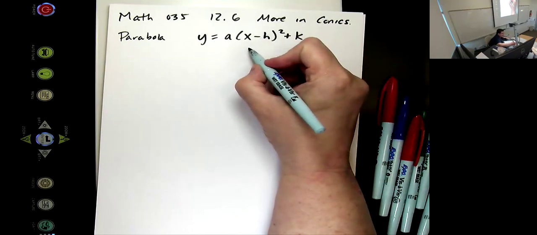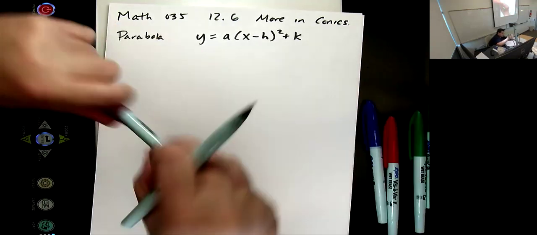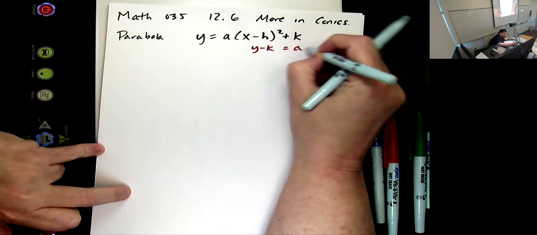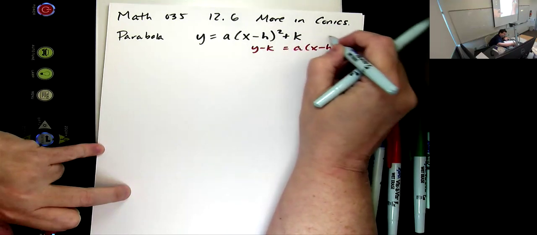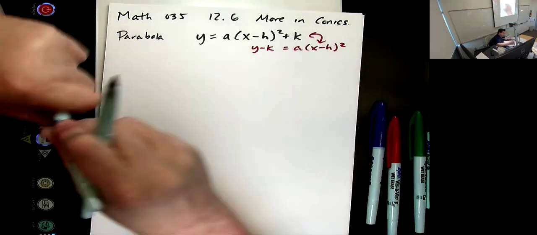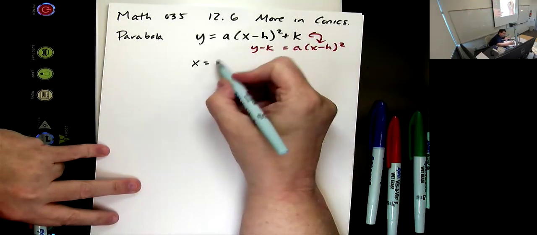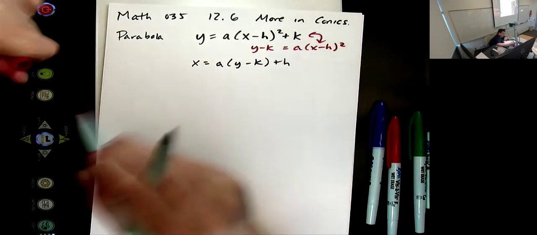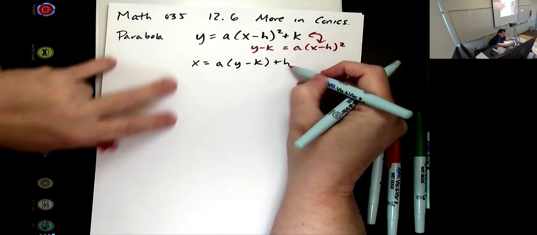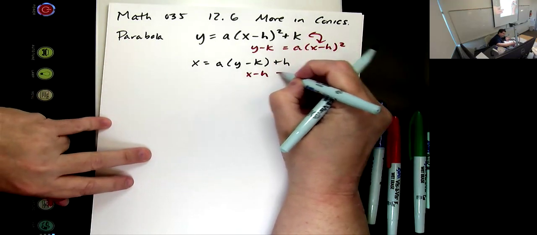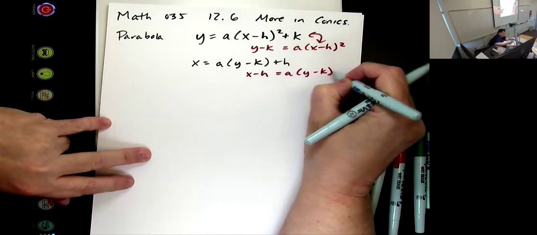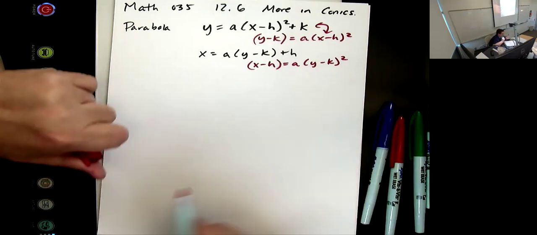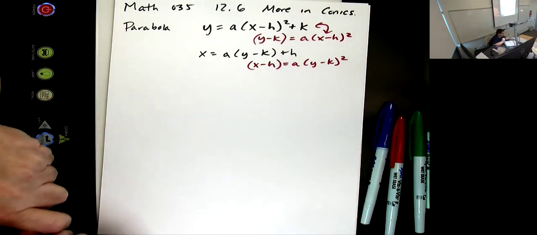Which I'm going to rewrite real quickly. I'm going to put the k with the y. So these are the same things. Or we could have had x equals a times y minus k squared plus h. And again, I could move the h to the other side and have x minus h equals a times y minus k squared. Maybe I'll put these in parentheses, kind of handy to see them, because they all have this kind of thing going on in them.